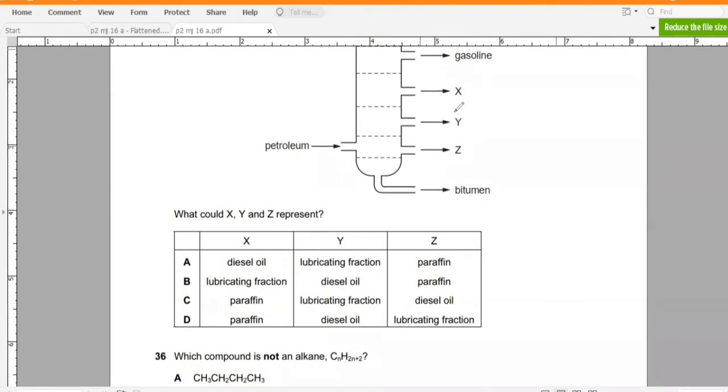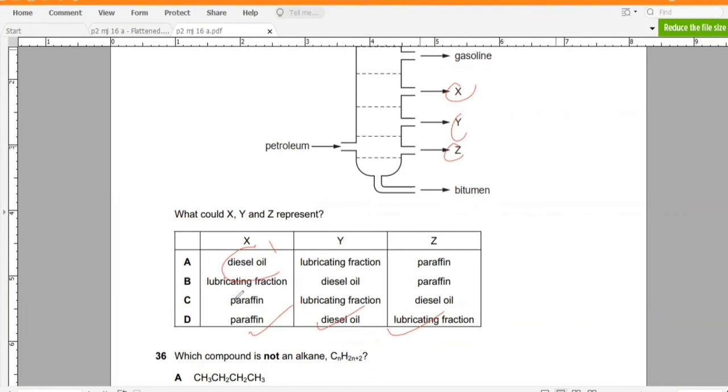So X, Y, Z, you have to memorize this. It is there in chapter 6. Okay, a direct question is asked. So what is X? Just below gasoline there is paraffin, Y is diesel oil, and Z is the lubricating fraction. X is not diesel oil, right? Diesel oil is always below paraffin. So what is the right answer for this question? Option D is the right choice.